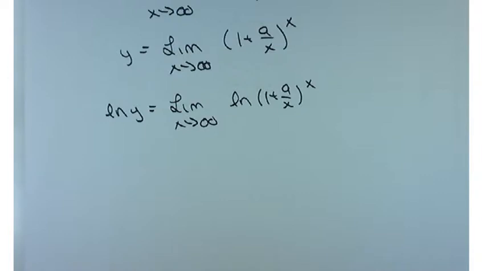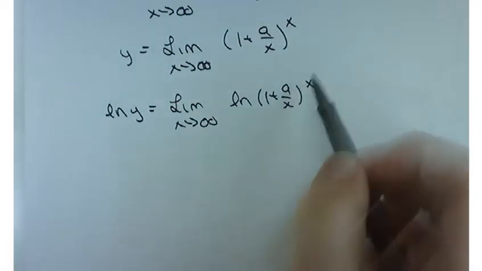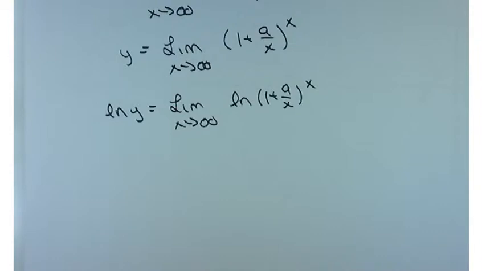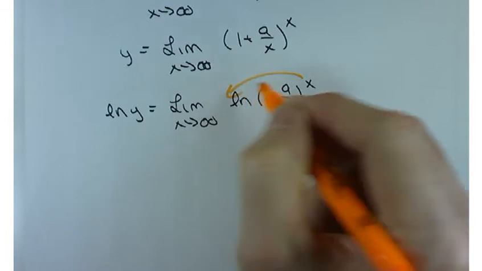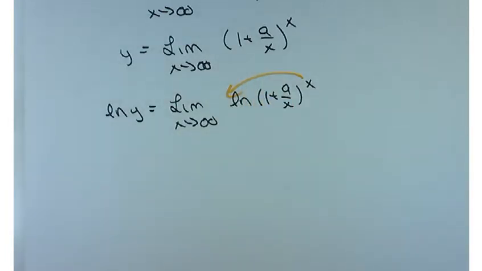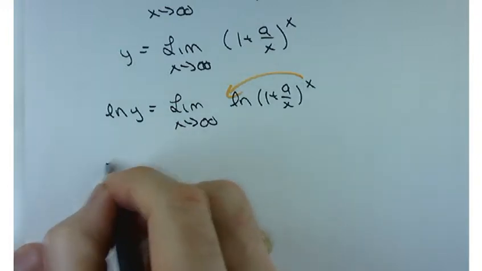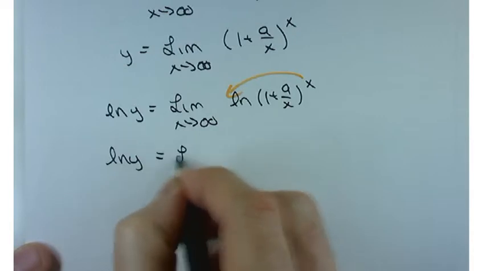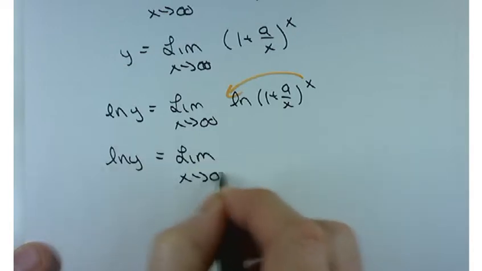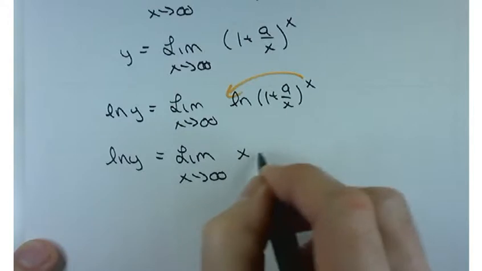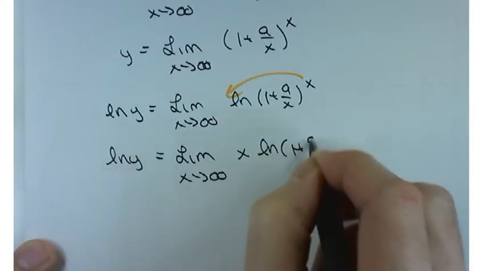So let's think. The thing that you need to remember about logs is that there are properties of logs that can help us out, right? And in particular, that x comes out in front. This is something that a few of you would have done well to have used on your last exam. You use the properties of logs. There were a couple problems that were made much easier if you did these things first. So this is ln of y equals the limit as x approaches infinity of x ln of 1 plus a over x.